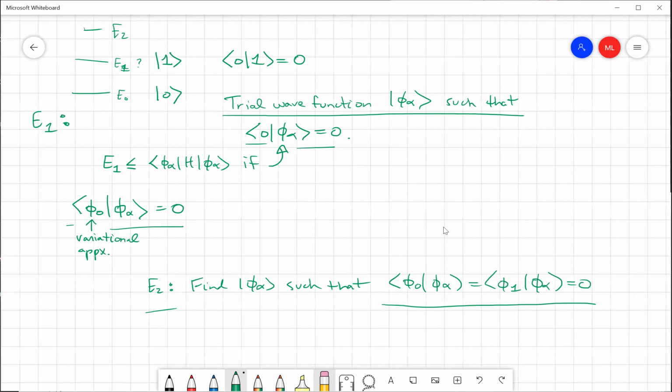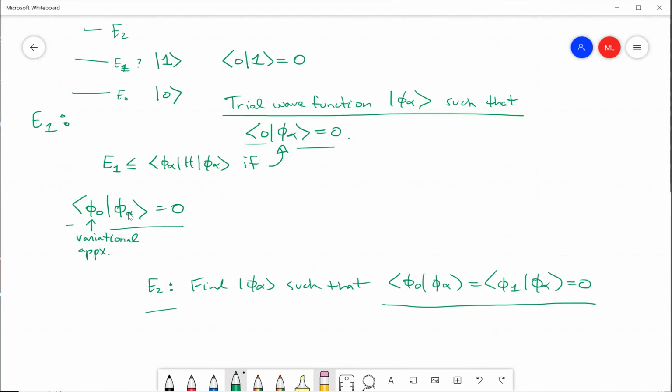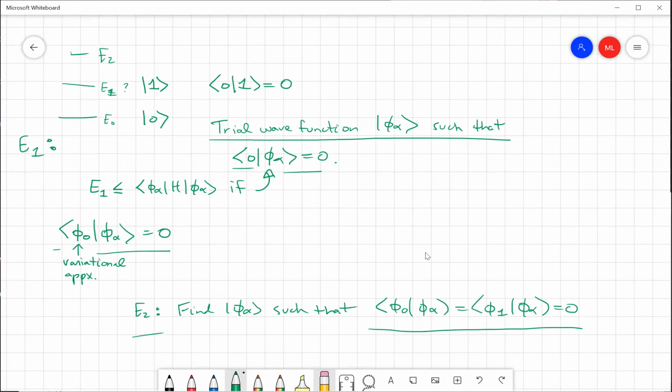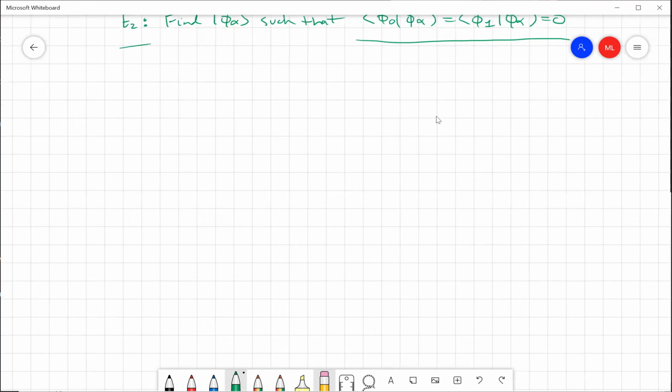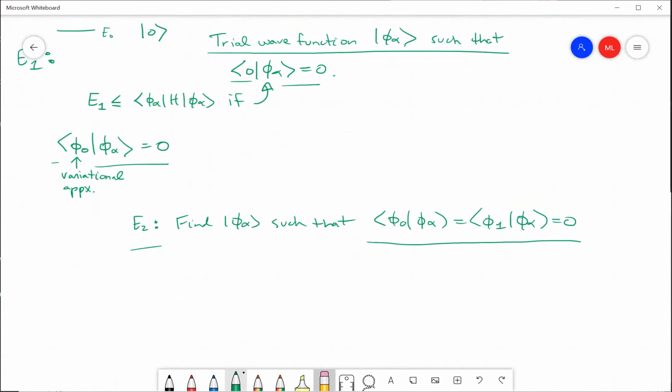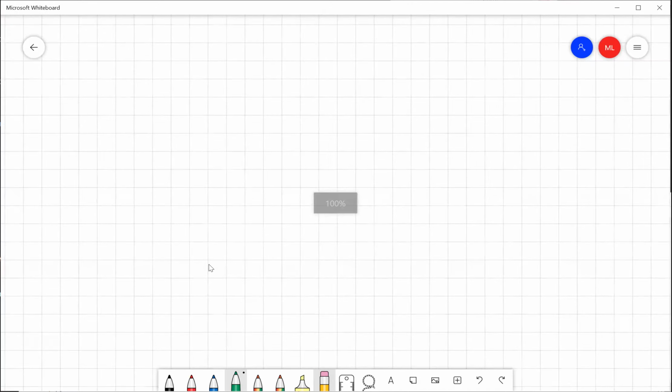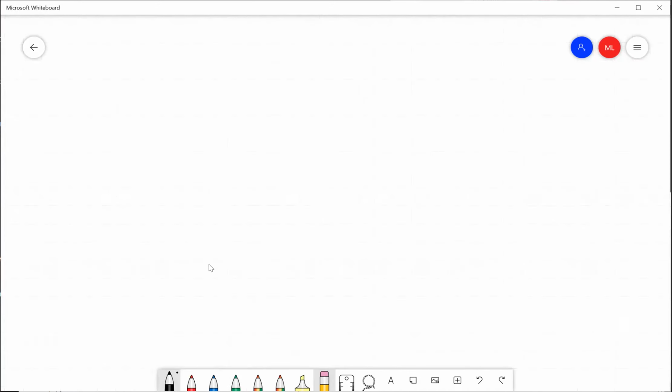Okay, but I don't think I'll ever ask this. At most, I might ask you, like on a test or something, to find the first excited state, and then you would use something like the fact that the ground state is an even function, something like that. Okay, so that's the variational method. Any questions before we move on?